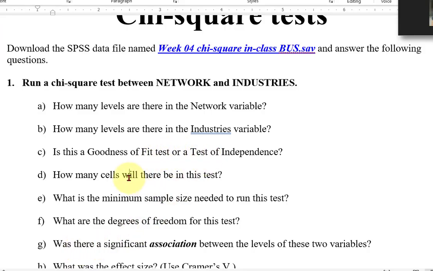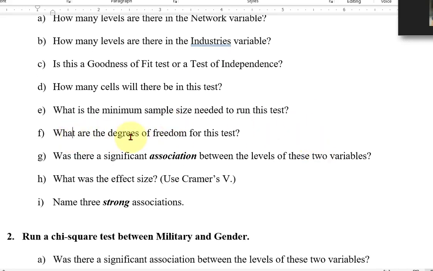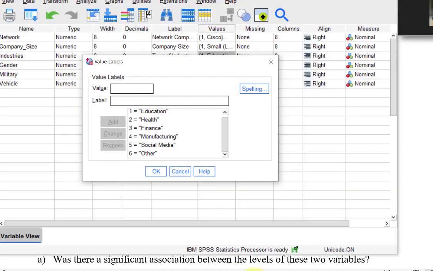How many cells are in a test? So it's 4 by 6. That means there's going to be 24 cells. And a minimum sample size is if there's 5 per cell. 5 times 24 is 120. Number of degrees of freedom is the number of rows minus 1 times the number of columns minus 1. So it's 4 minus 1, which is 3, times 6 minus 1, which is 5. So 3 times 5 is 15. Now, is there a significant association? So let's run that test real quick.